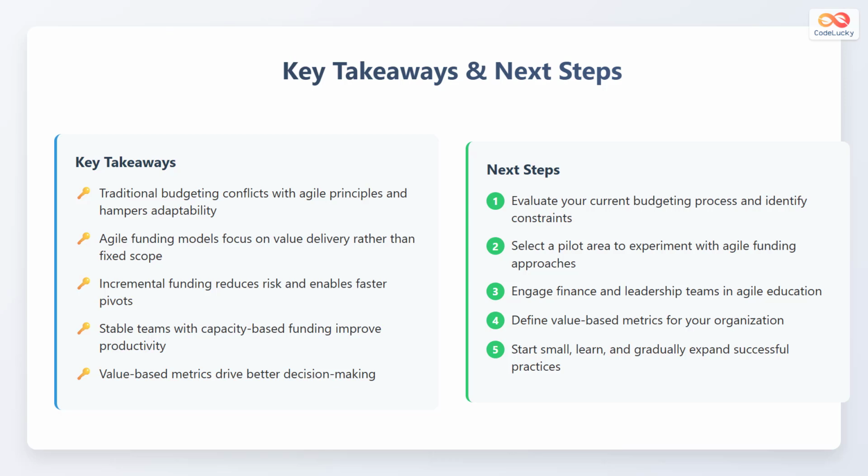As next steps, first, evaluate your current budgeting process and identify constraints. Second, select a pilot area to experiment with Agile funding approaches. Third, engage finance and leadership teams in Agile education. Fourth, define value-based metrics for your organization. And finally, start small, learn, and gradually expand successful practices.